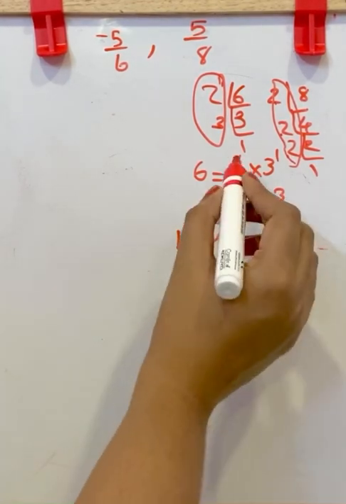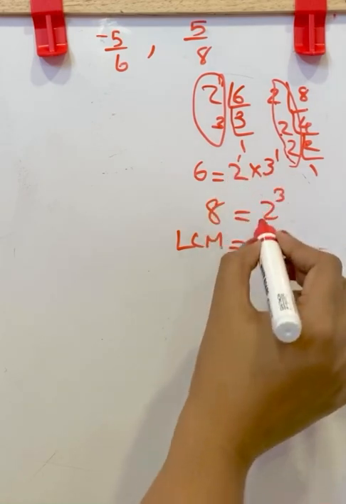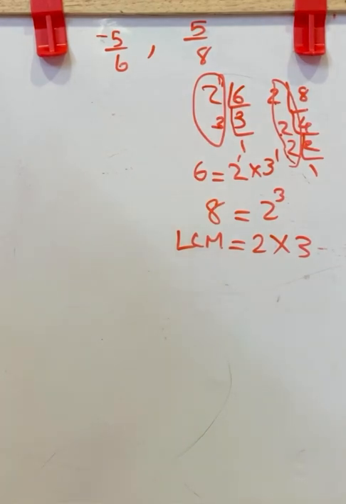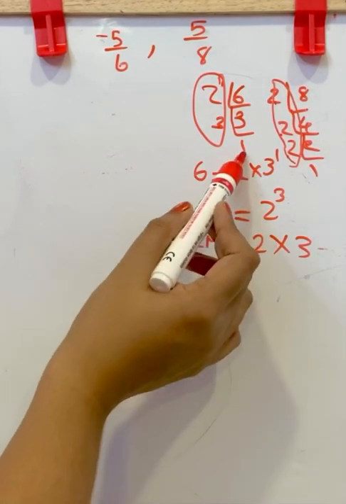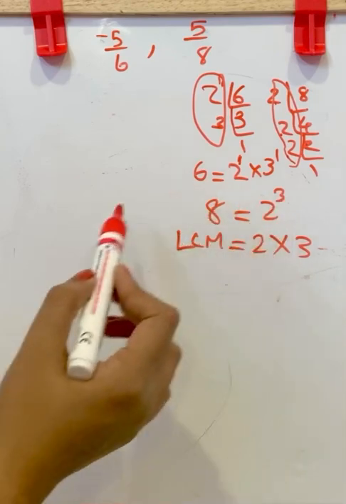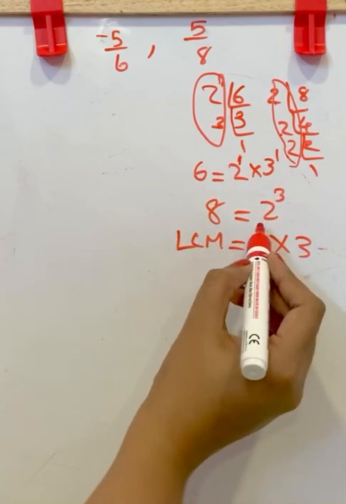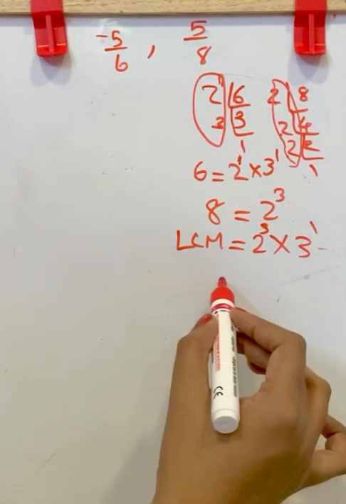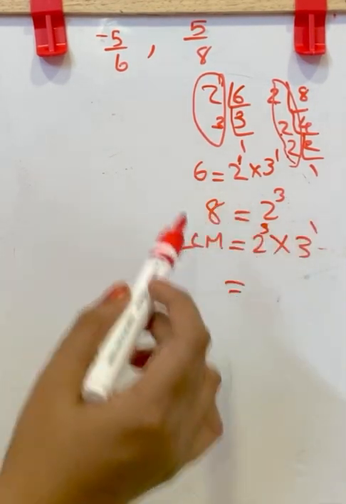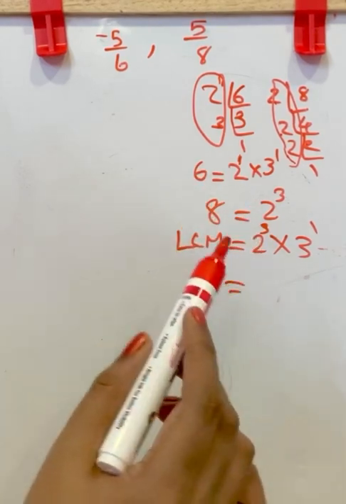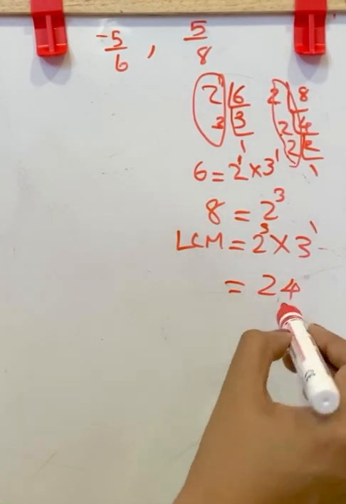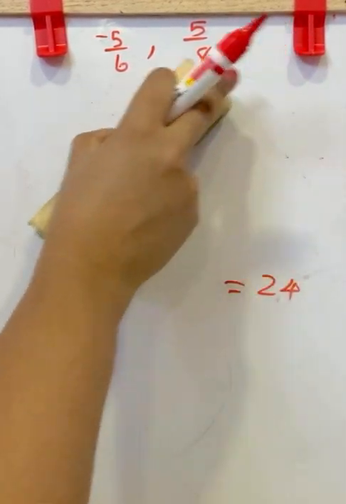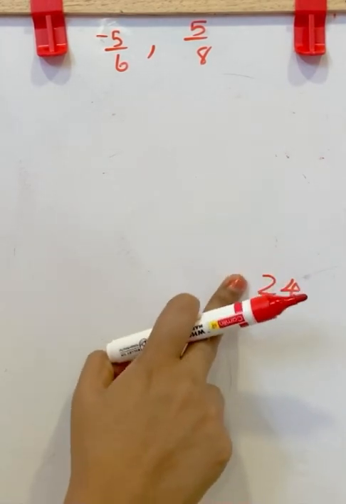Now the LCM. LCM means write all the factors here. Which factors? 2 and 3. And take the greatest powers of these factors. In case of 2, you have 1 as the power and 3 as the power. You should take 3 because it is the greatest power. For 3, you have only 1 as the power. So the result is 2 cube into 3. 2 cube is 2 into 2 into 2, that is 8 into 3, 24. 24 is the LCM.